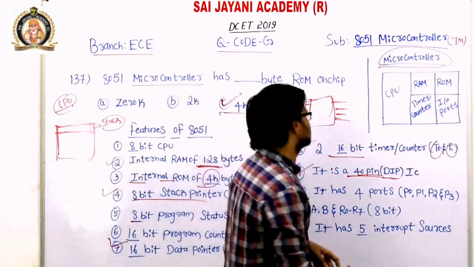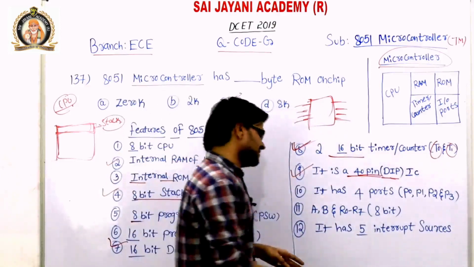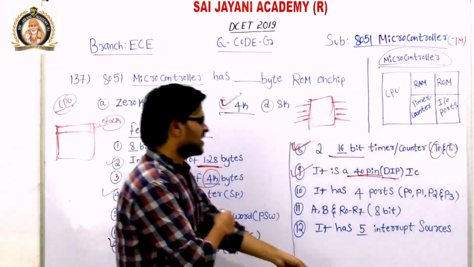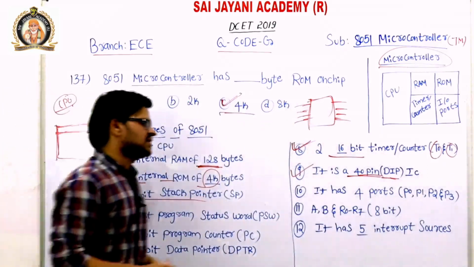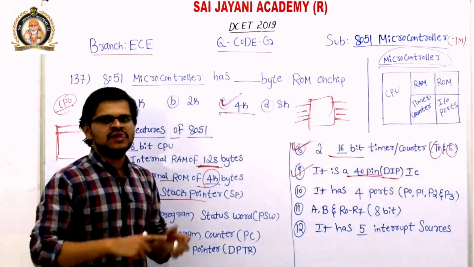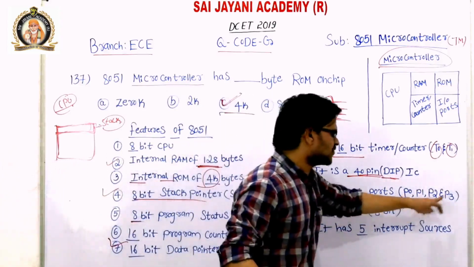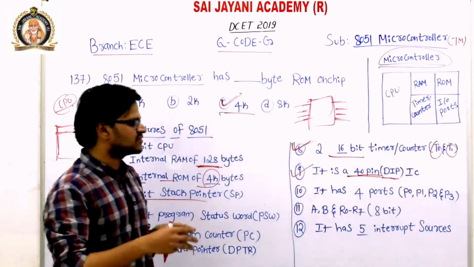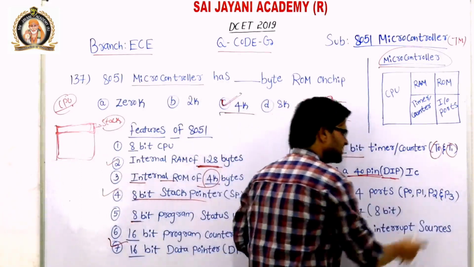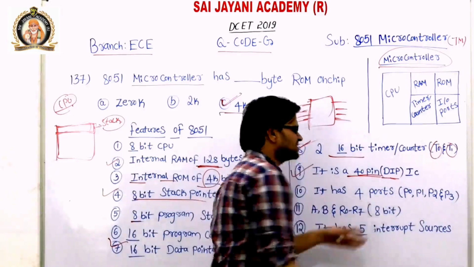Similarly, it has 4 ports. I already said that the 8051 has a 40-pin IC. In that it has 4 ports, that is P0, P1, P2 and P3, and each port has 8 pins, so it has totally 32 pins. These ports are mainly used for general purpose input output, so these 32 pins are used for input output purpose.